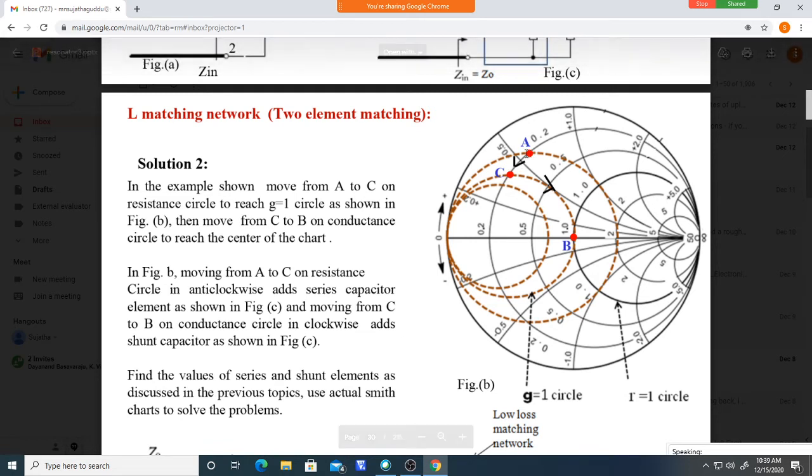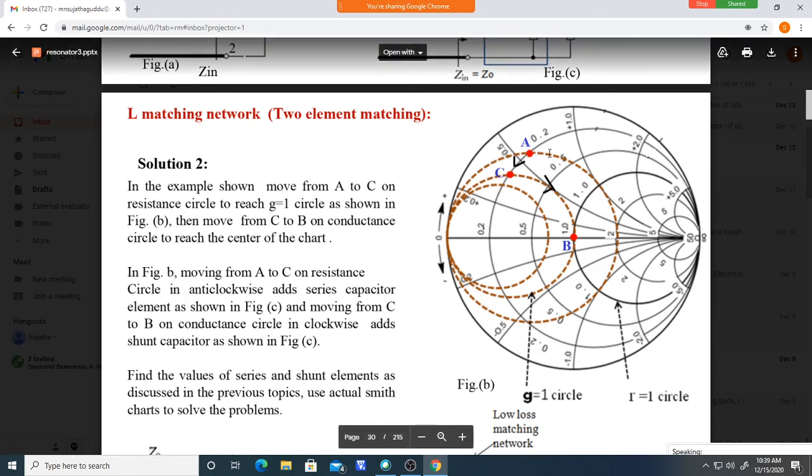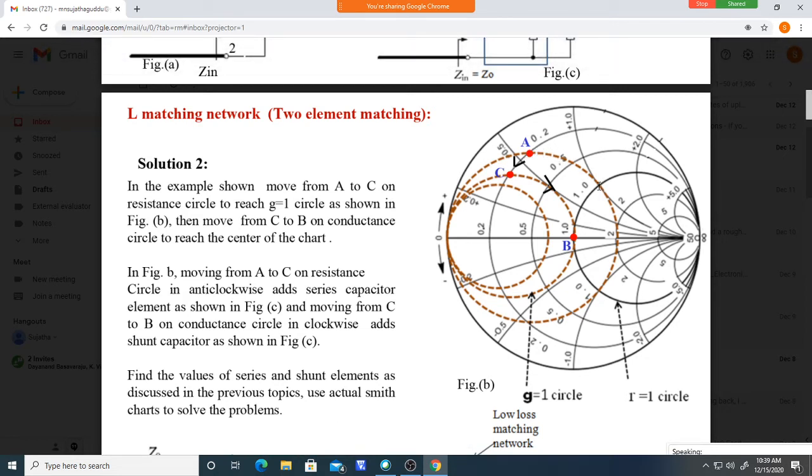But from here, again, if you move on a conductance circle, this is a conductance circle. If I move like this, I can reach the R equals one circle. See here, if I move like this, I can reach the R equals one circle. From here, I can move to the center of the Smith chart. That is one solution, what I did in the previous slide. From here you move like this, reach here, and you will be ready.